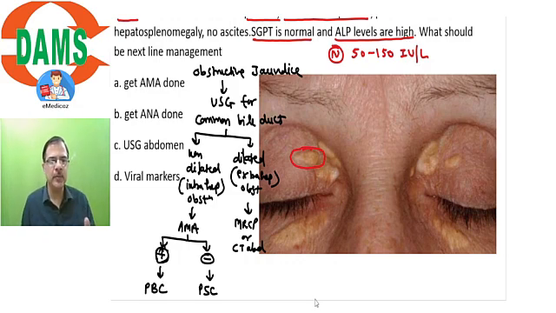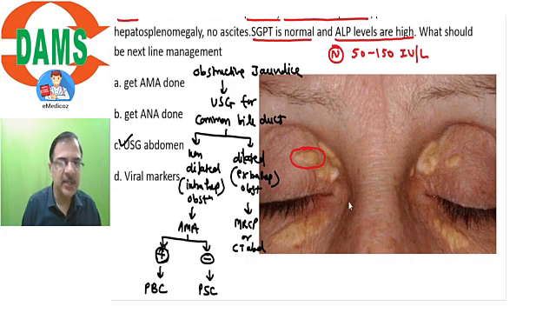So this is the formula. First we go for an ultrasound. If ultrasound is showing a non-dilated common bile duct, then we go for an AMA.